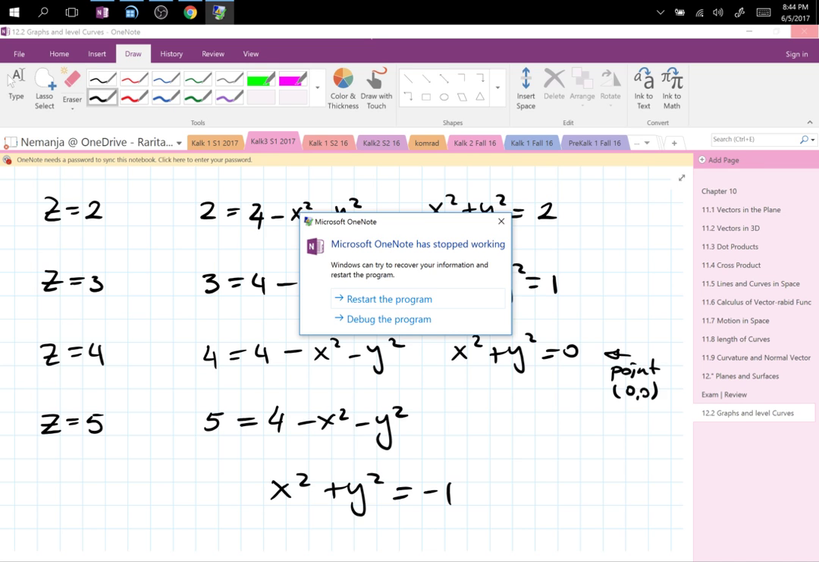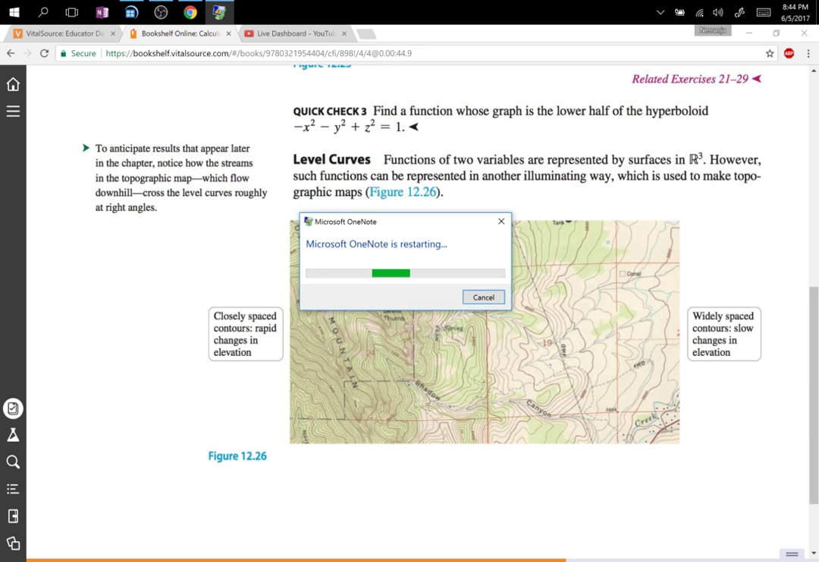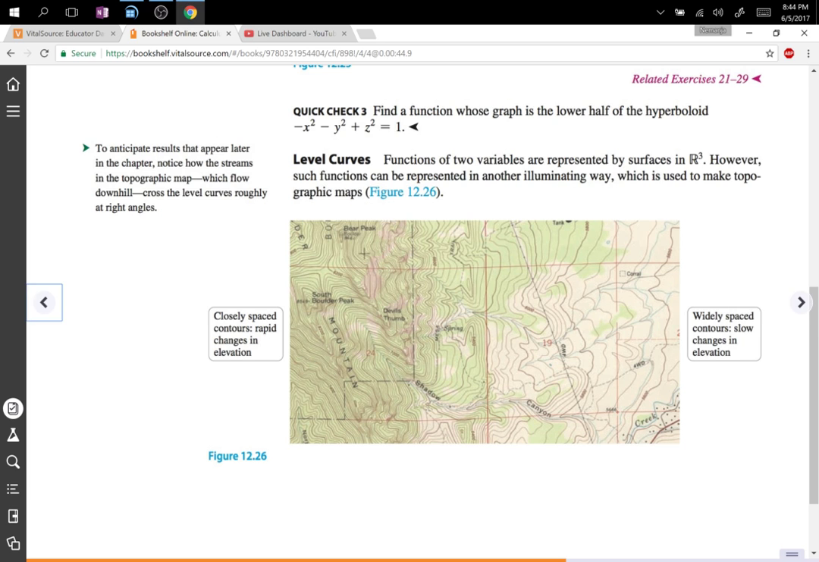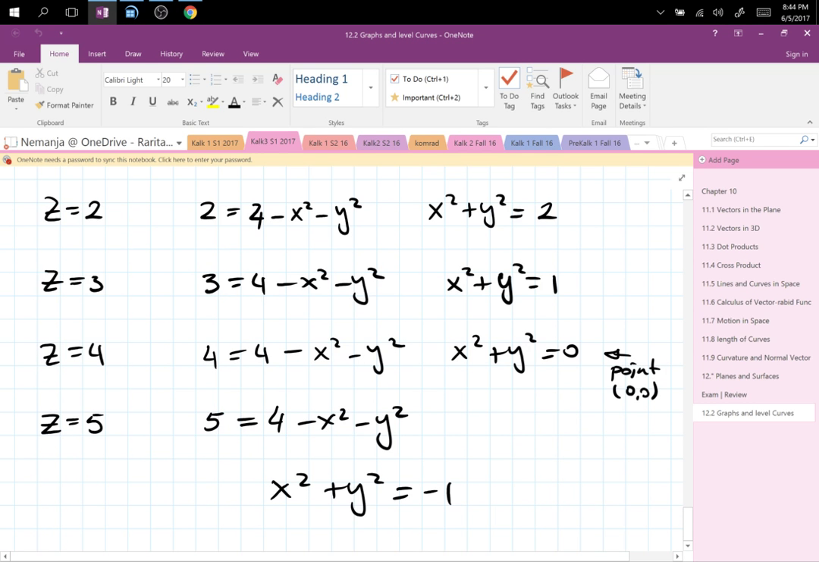So the progression goes, and now we have the two positive numbers adding to a -1. That means that the plane you chose to cut through the object doesn't actually cut the object. It misses it. So there is no level curve at -1. Now I can restart the program. And we'll be good to go. There we go.